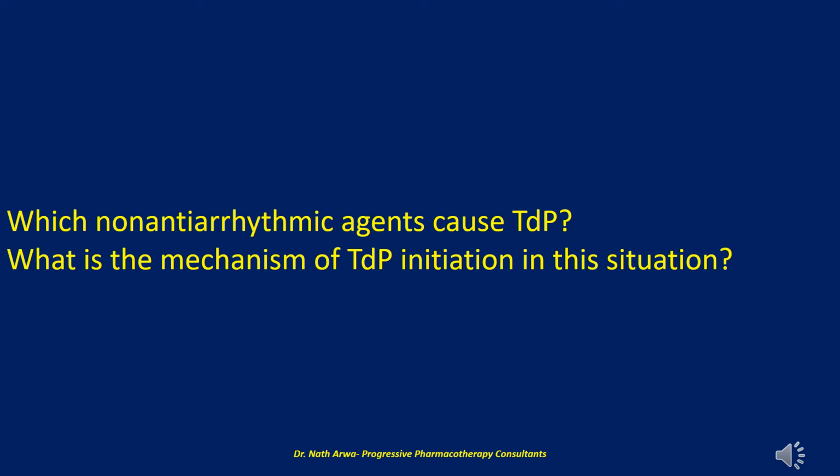Moreover, toxic concentrations of non-antiarrhythmic drugs can induce torsade de pointes as a result of large doses, impaired kidney or liver function, or other drug therapy that interferes with metabolism of non-antiarrhythmic drugs.